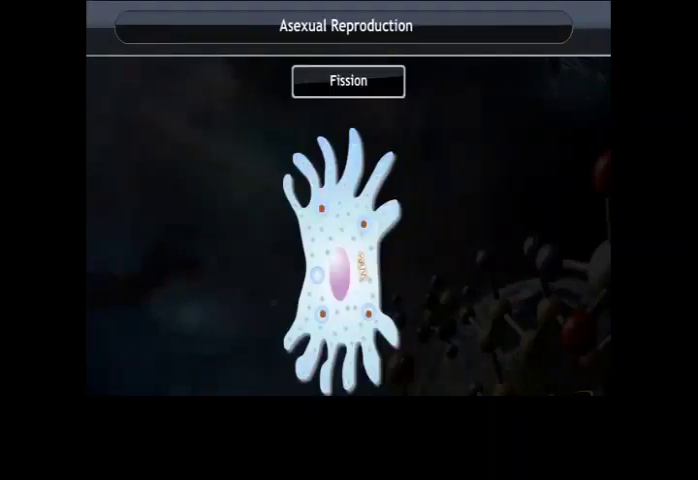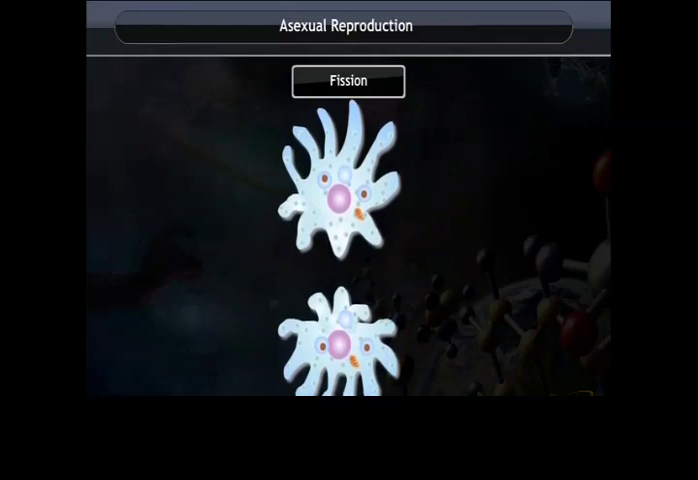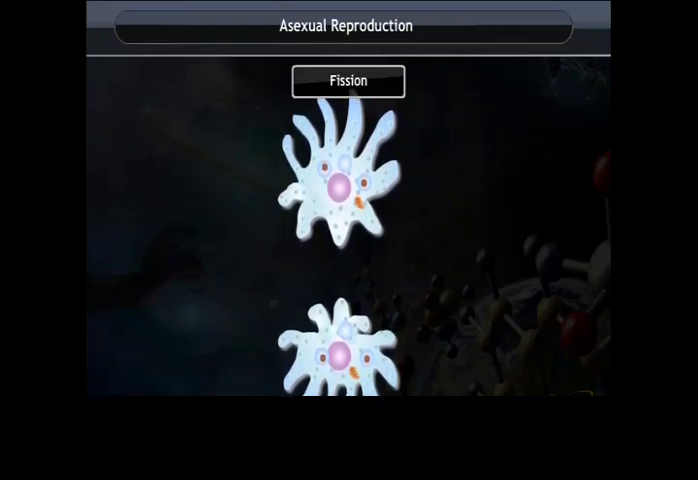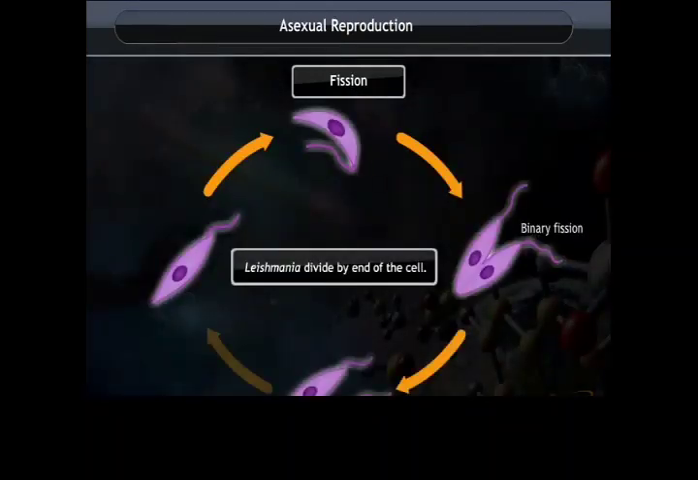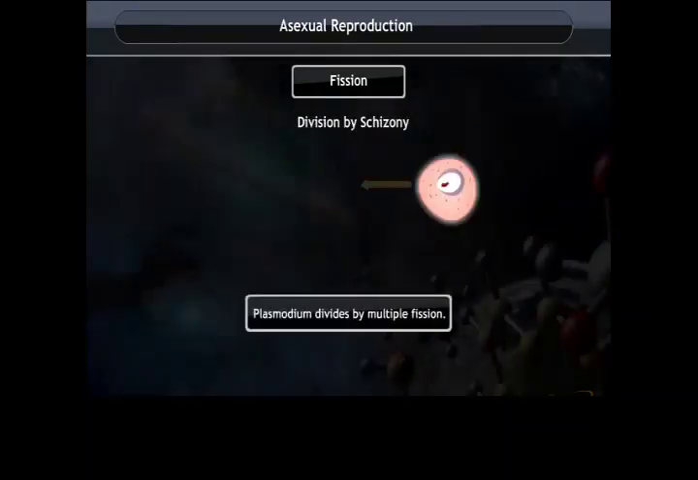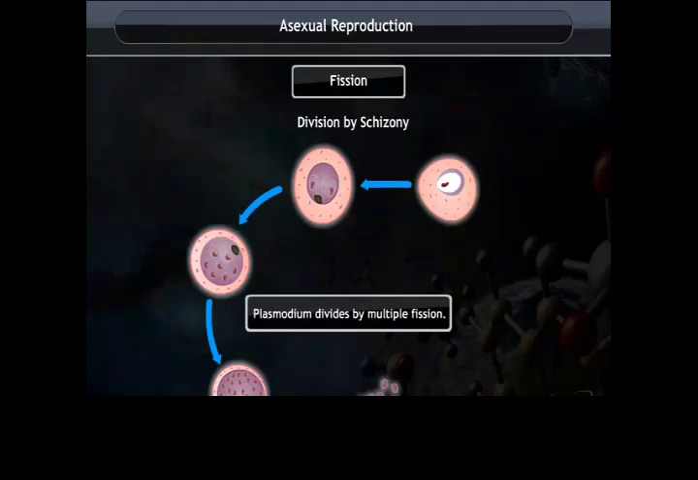Asexual reproduction. Fission. Fission leads to the creation of new individuals in unicellular organisms. Many bacteria and protozoa simply split into two equal halves during cell division. It can be in any plane. However, in Leishmania, binary fission occurs at the whip-like structure at one end of the cell. Single-celled organisms such as the malarial parasite, Plasmodium, divide into many daughter cells by multiple fission.